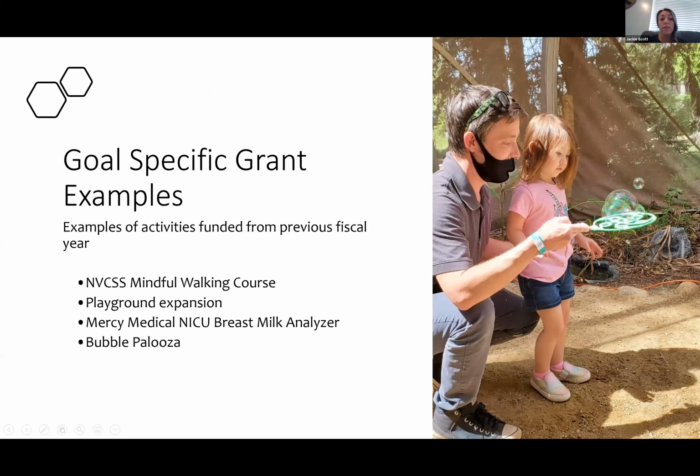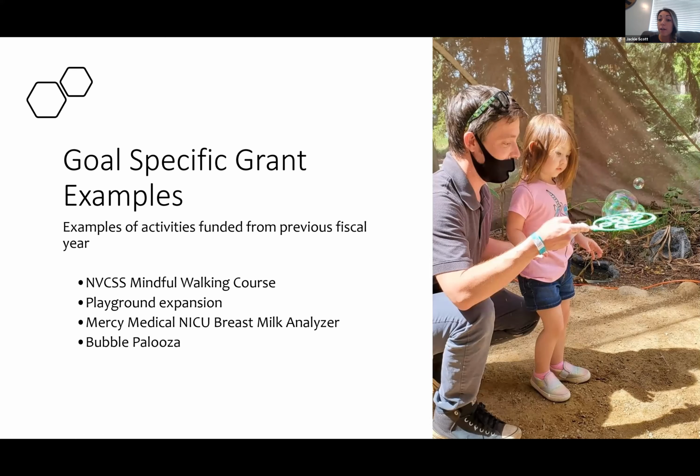So for our goal specific grant, the project grants, and actually I included some of the commission grants in these examples as well. Turtle Bay put on an event called the Bubble Palooza. So it was a special event where they had all these cool bubble activities for families and kids to participate in, sort of a STEM project. And so we funded that for Turtle Bay. It was something that served a lot of children and families. So that's an example of a goal specific grant that was funded.